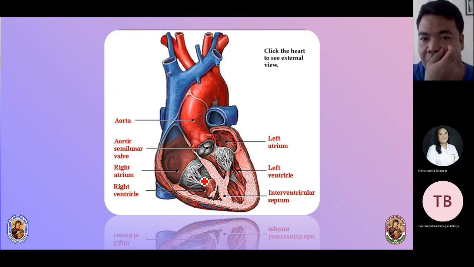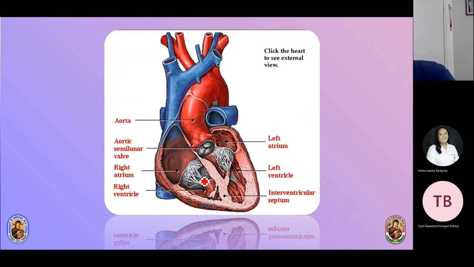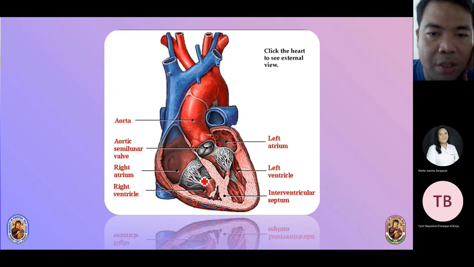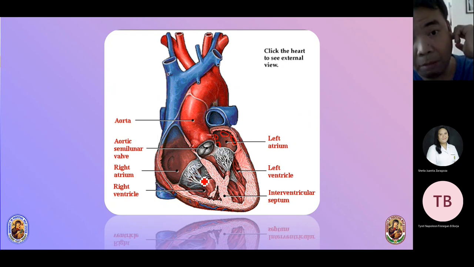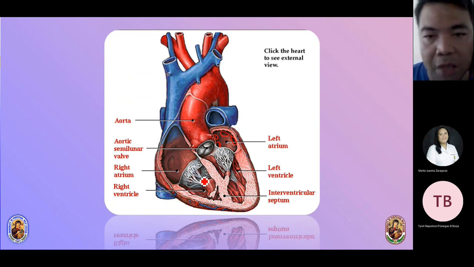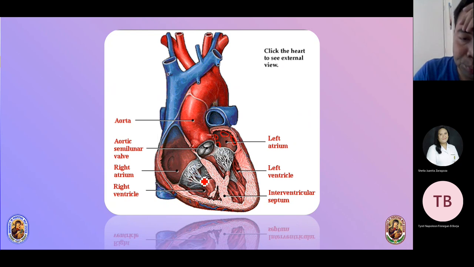Okay? So, those are the major blood vessels connected to the heart. You have the two blood vessels carrying blood to and from the circulation, again, your vena cava and your aorta. The vena cava carries blood from the systemic circulation. The aorta pumps blood towards the systemic circulation. As their names say, the pulmonary arteries carry blood to the lungs, while the pulmonary veins carry blood from the lungs towards the heart.